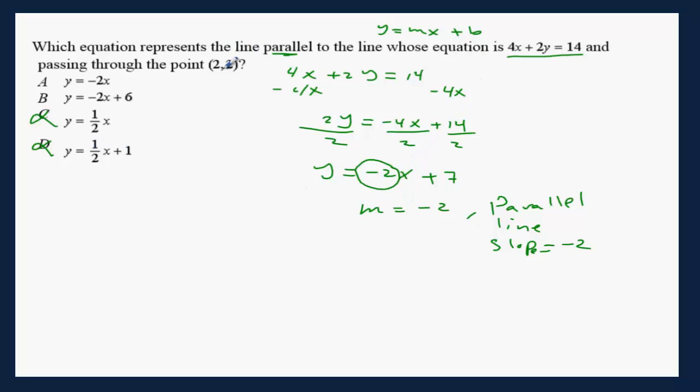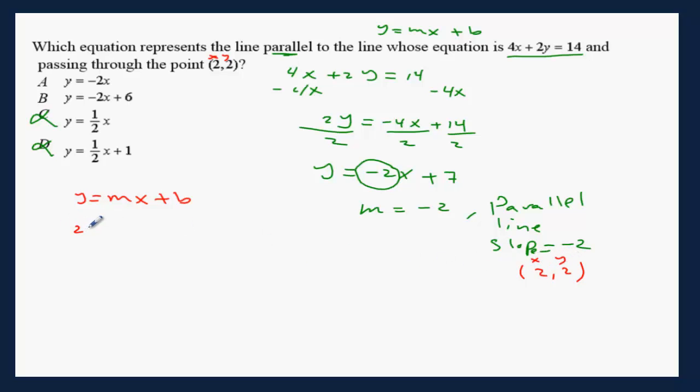Now, passing through the point (2, 2). In order to find which one is passing through the point (2, 2), there are two ways to do that. Either substitute, where this is x and this is y, into those two choices and find which one will fit. Or solve it. How? We know y equals mx plus b. The slope is negative 2 and it's passing through the point (2, 2). Now this is x and this is y.